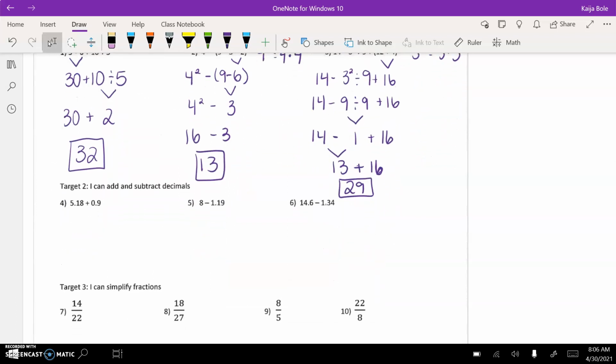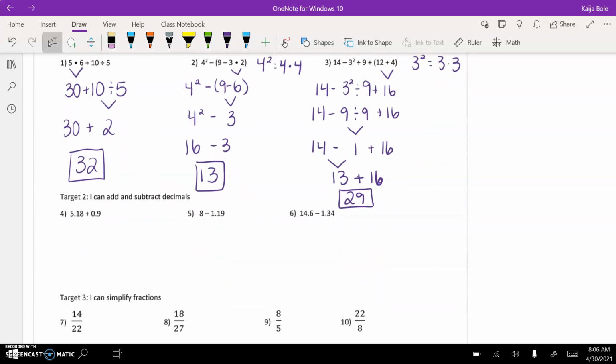Okay. Next target, I can add and subtract decimals. So I'm going to line them up. So 5.18 plus 0.9. Now I have this blank space here. I'm going to do it in orange. This is where I would put in a placeholder. Just to keep everything nice, bring that decimal down. 8 plus 0 is 8. And then 1 plus 9 is 10. Carry the 1. 5 plus 1 is 6. So 6.08.